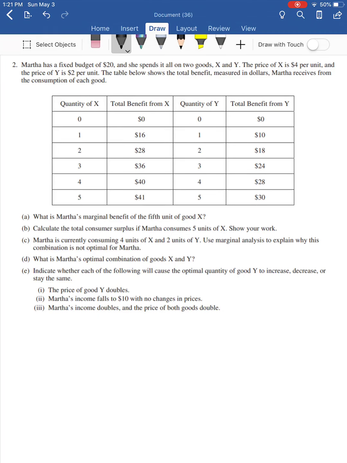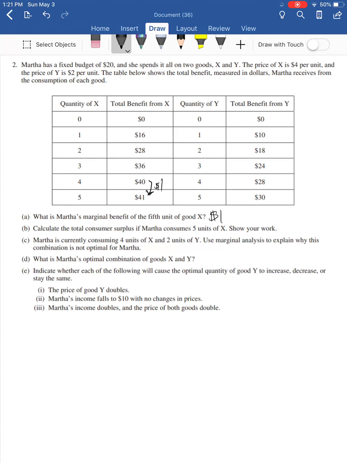Okay, this is the AP Microeconomics free response question number 2 from 2016. And it's a lot of marginal analysis here. Letter A says, what is Martha's marginal benefit of the fifth unit of good X? So when she gets the fifth unit of good X, she goes from 4 to 5. Her increase in benefit is $1.